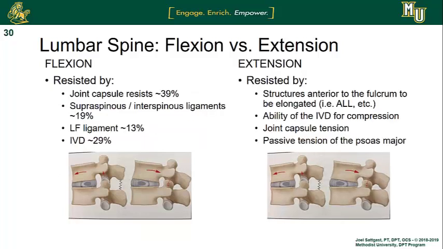The major components that resist flexion are the joint capsule as well as the supraspinous and interspinous ligaments, followed by the ligamentum flavum, and finally the intervertebral disc. Structures that are anterior to what is known as the fulcrum will be elongated with extension, so that would be the anterior longitudinal ligament. The intervertebral disc does resist due to the role of compression as well as the joint capsule being placed on tension. Finally, passive tension of psoas major of the iliopsoas group will also resist end range extension.